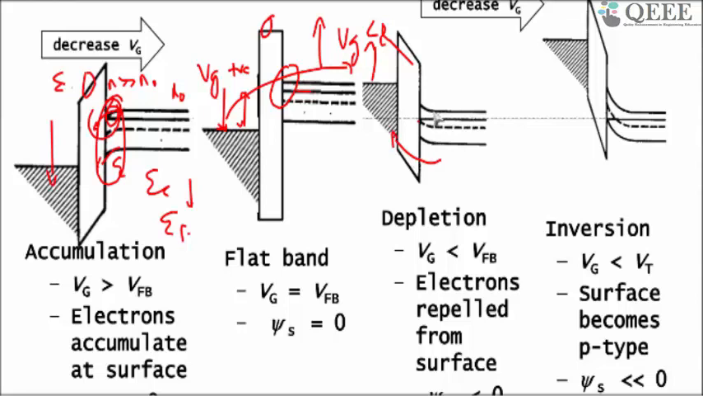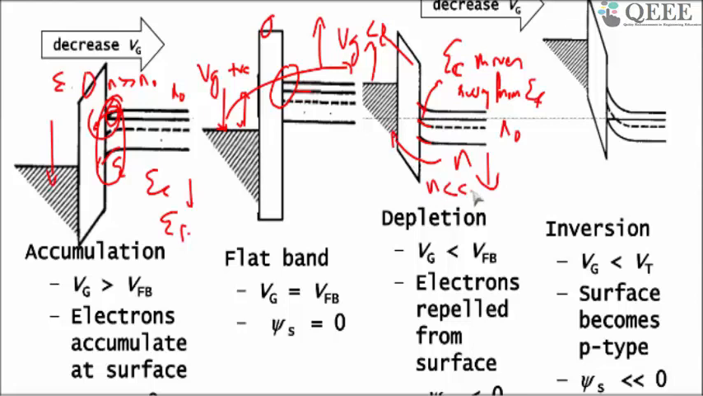Now in this case, your conduction band, the valence band, the intrinsic level, they are moving. So if you look at this point, this EC is moving away from EF. That means the electron concentration is going down. Suppose this is N0, then the surface electron concentration is less than N0. So by applying a negative bias in this configuration, you are reducing the electron concentration at the surface.